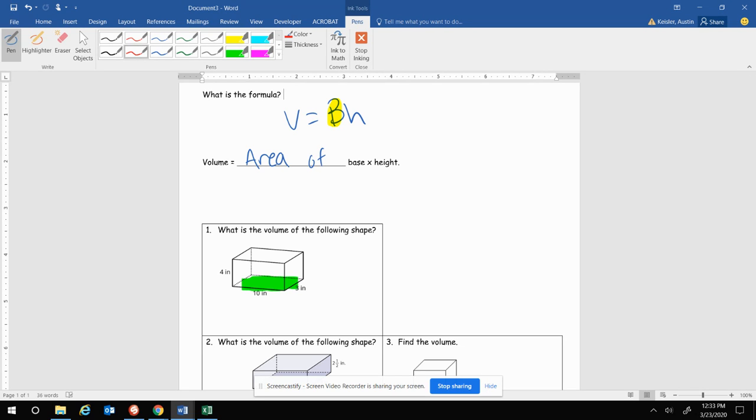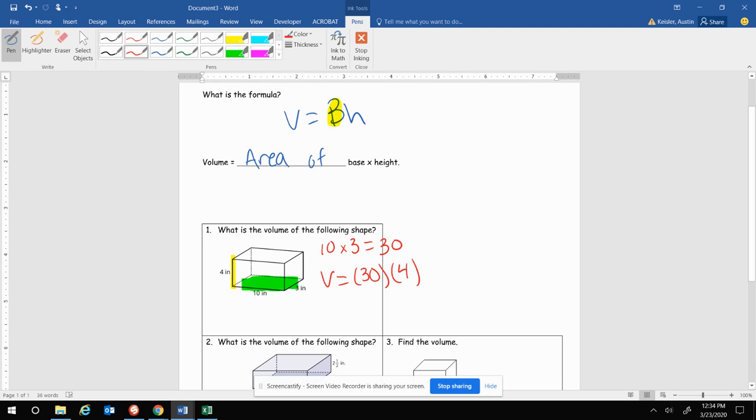To do that, the first step is to find the area of the base. So 10 and 3. So 10 times 3, since it's a rectangle, to find the area of a rectangle, I'll just multiply base times height. I know 10 times 3 is 30. So that's the area of the base. So now I can fill in my formula. I know the area of the base is 30, and I know that the height, straight up and down right here, is 4.